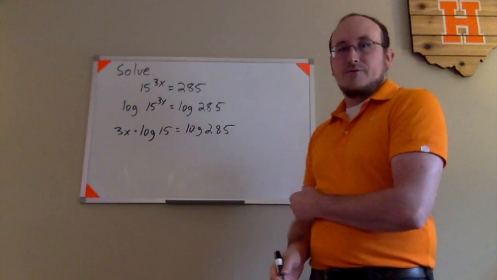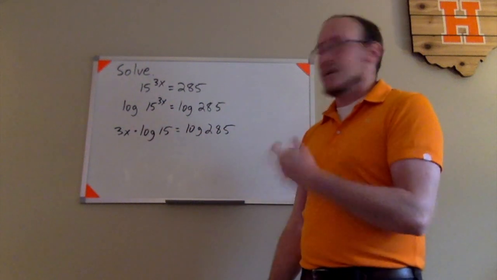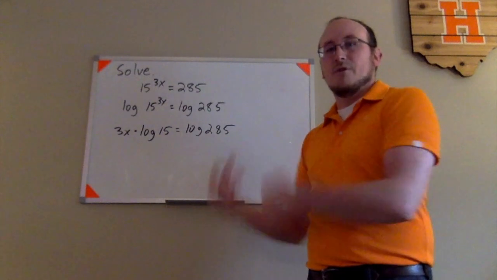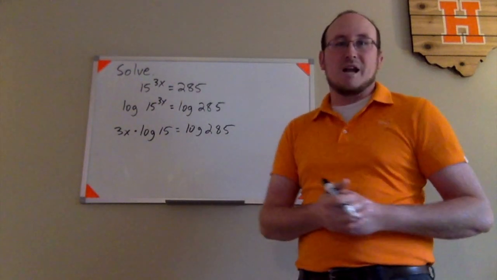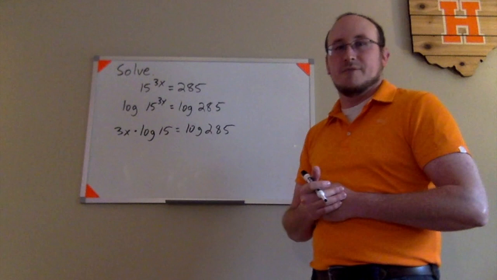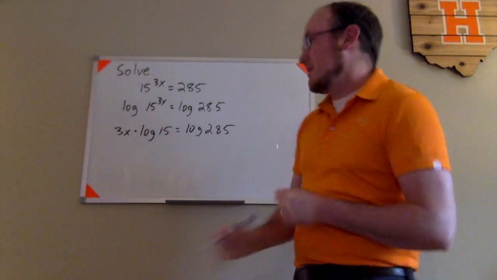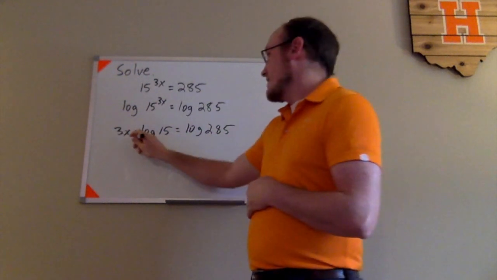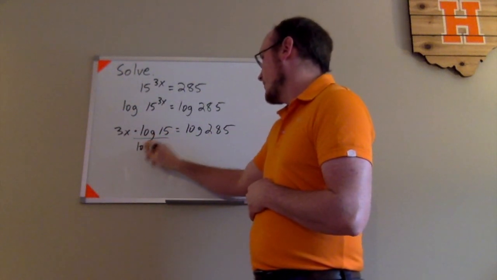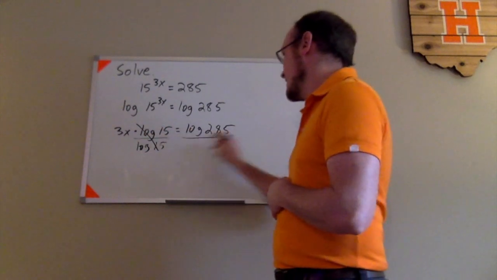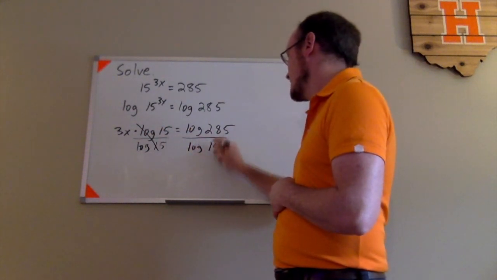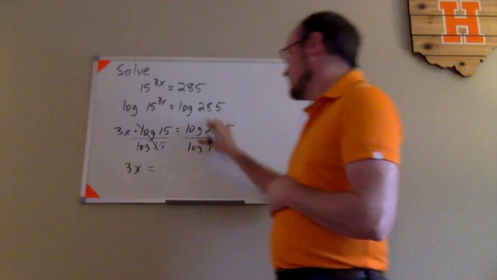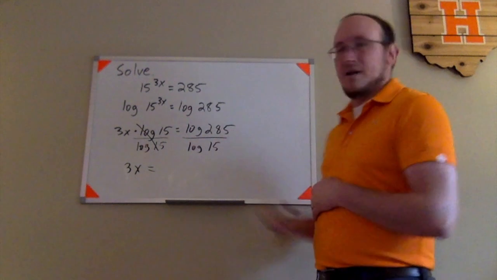Now, to solve this, I could divide both sides by 3 log 15 all at once. But I'm going to remove the logarithm first and then continue to solve the remaining equation, because it might not always be able to be done in one step, so I'm going to show it that way in this problem. The first thing I'm going to do is try to get rid of this log of 15 by dividing both sides by log of 15. That would cancel, and I need to do that over here as well. And that would leave me with 3x is equal to log of 285 divided by log of 15.